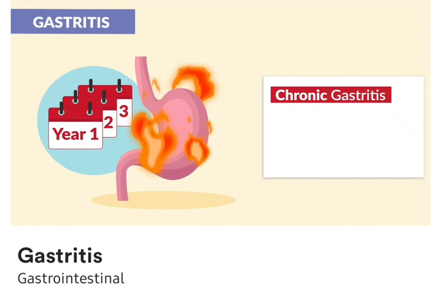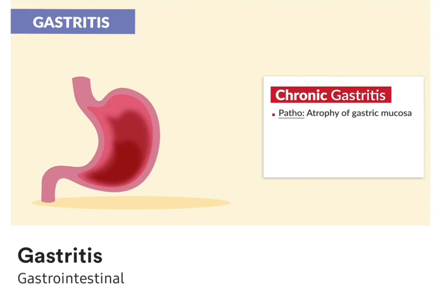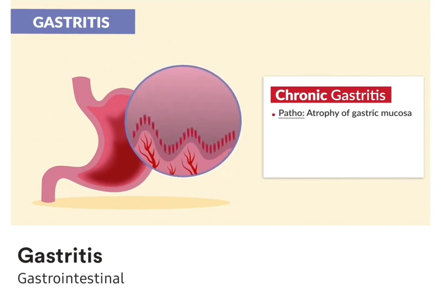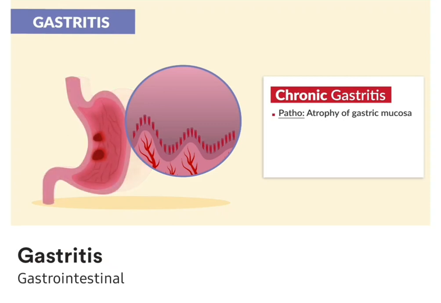Now switching gears to chronic gastritis. The patho is a little bit more intense here. We see atrophy of the gastric mucosa as the stomach lining gets destroyed over years and years of chronic inflammation and scarring. The stomach actually changes shape, and much of the normal tissue in the stomach gets replaced with scar tissue, often getting smaller due to atrophy.